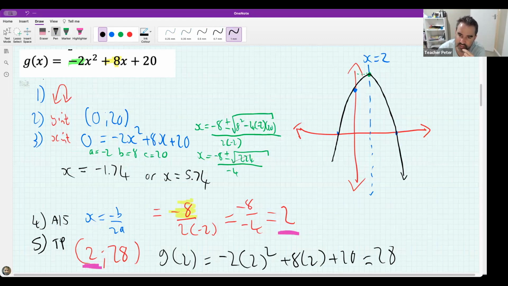So I can see, and this is just an approximation graph. This is going to be the minus 1.74. This is going to be the 5.74. That is going to be the plus 20. And this is going to be the 28. And then I need to label the graph G.